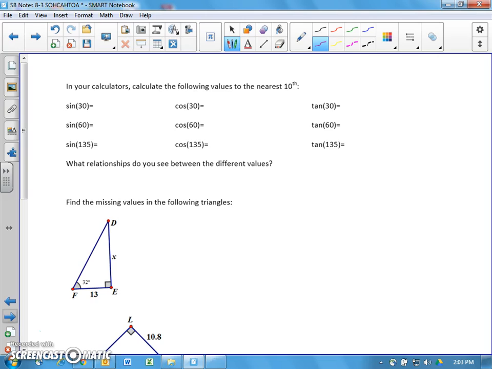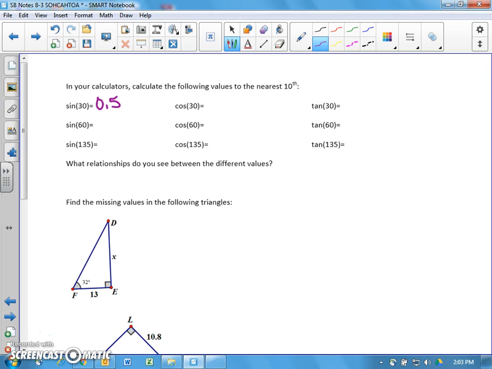There are two ways you can do this. If you look at your calculator, you have a trig button. It's right below your control key. If you press that, you get a menu that shows you all of the different trig functions. So you can just click on sine, type in 30, and hit enter. When you do that, you should get 0.5.